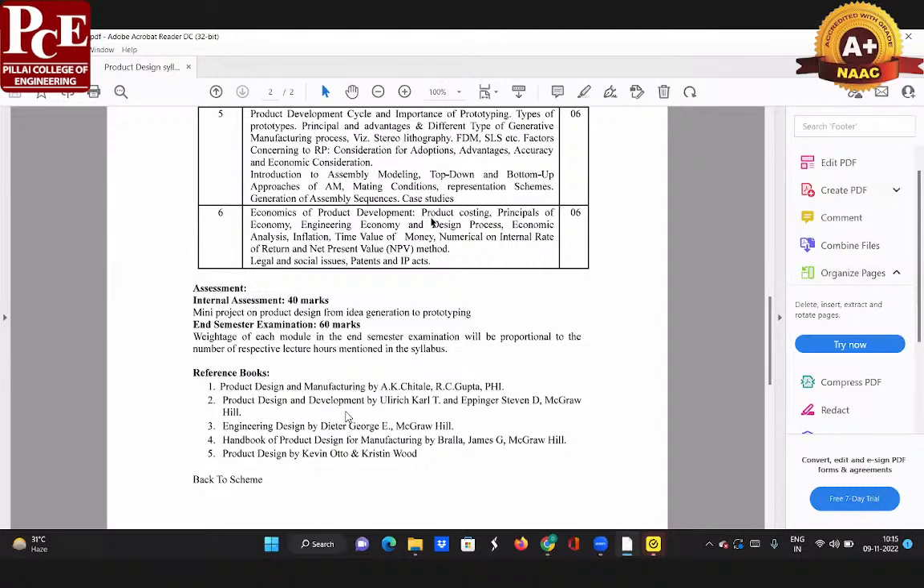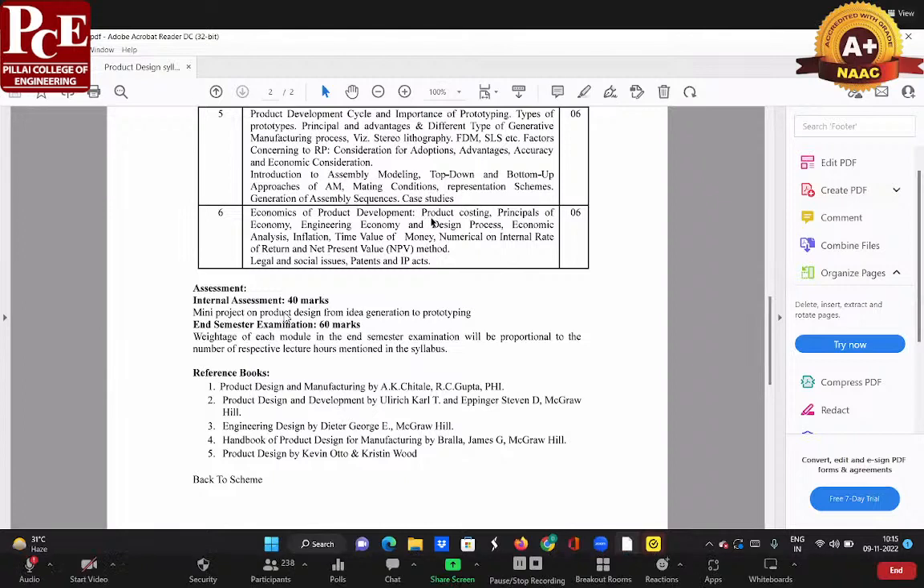There are good books available. You can read from the syllabus, and these books are also available in our library. So this is all, in brief, about product design.